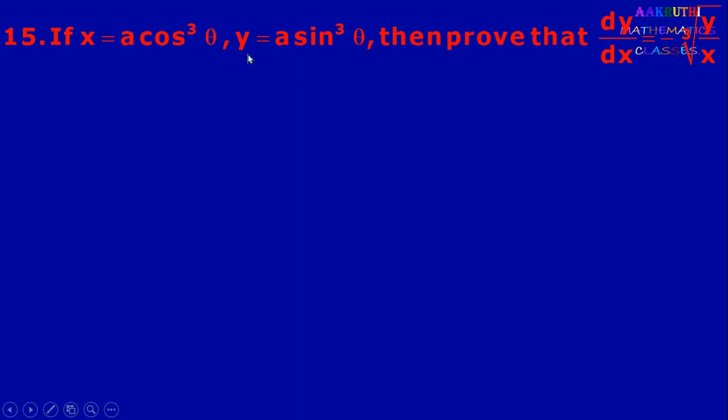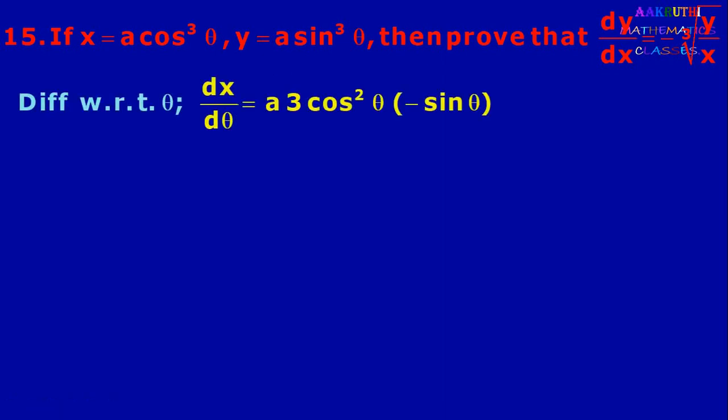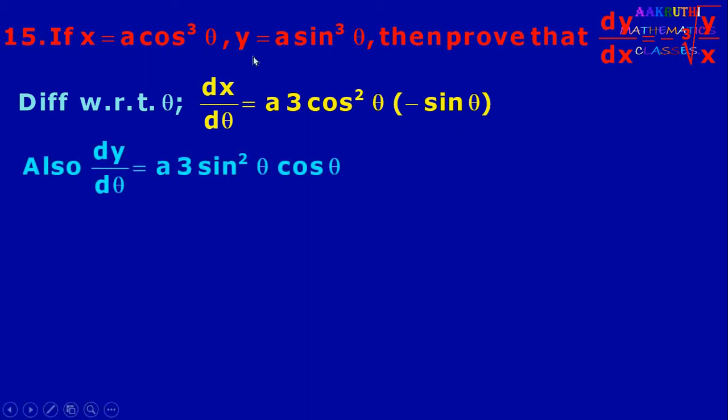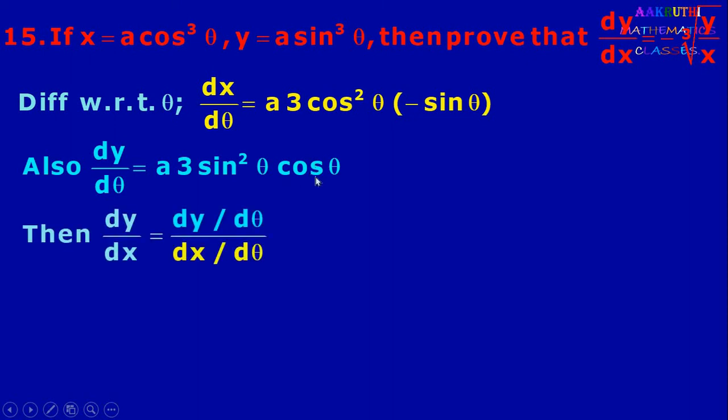Now here x and y are expressed in terms of theta. Theta is the parameter, so differentiate with respect to theta. So dx by d theta: a is constant, cos cube theta differentiation is 3 cos square theta into minus sin theta. And dy by d theta: a is constant, sin cube theta differentiation is 3 sin square theta into sin theta differentiation, which is cos theta.